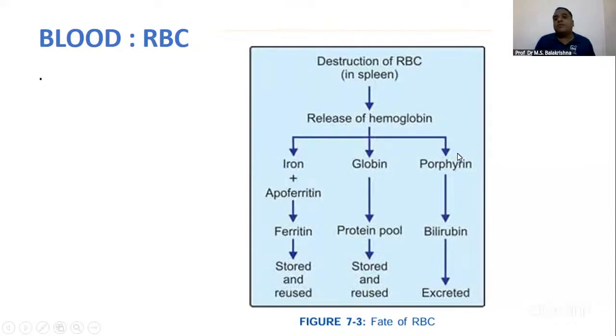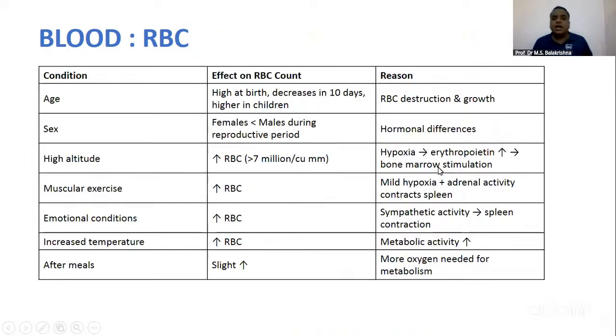But the porphyrin content gets converted to bilirubin and is excreted out of the body. So this is what you should know. Two components are reused, and only the porphyrin component is excreted out.